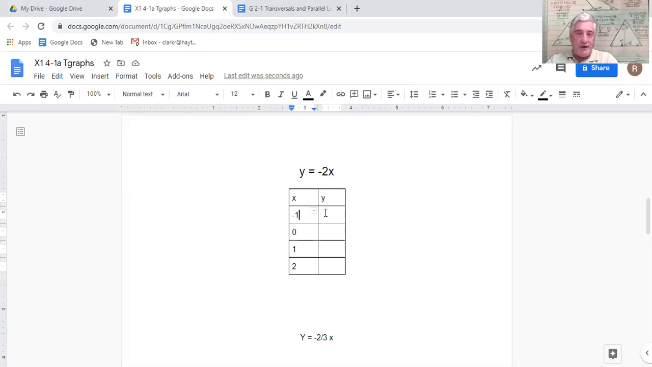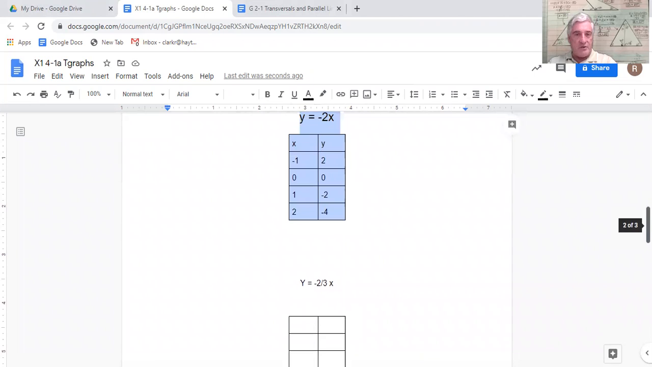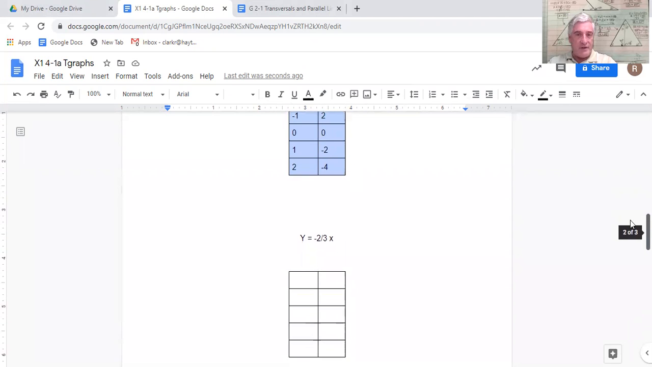So minus 2 times minus 1 is 2. 0 times minus 2 is 0. 0, 0 is on our graph. Minus 1, 2 is on our graph. And I think I got the pattern now. I'm going down 2. 1 times minus 2 is minus 2. And 2 times minus 2 is minus 4. Since these are linear equations, there ought to be a pattern in that t-graph. And we'll talk about graphing those again later on in another video or maybe tomorrow.